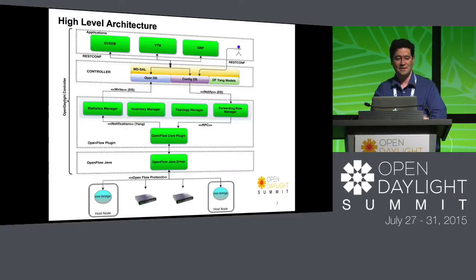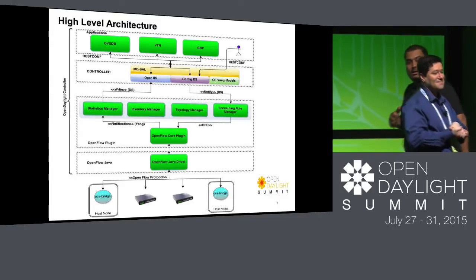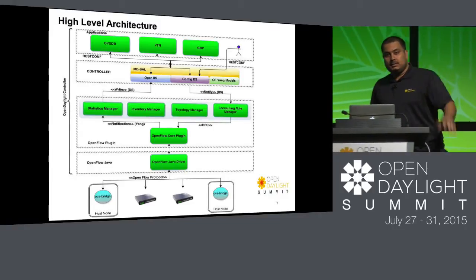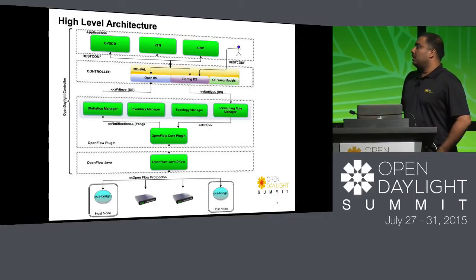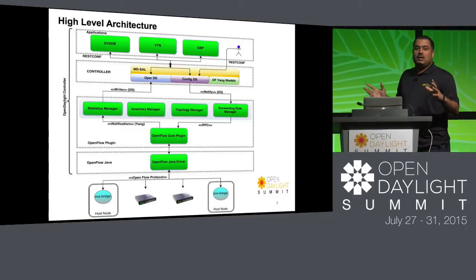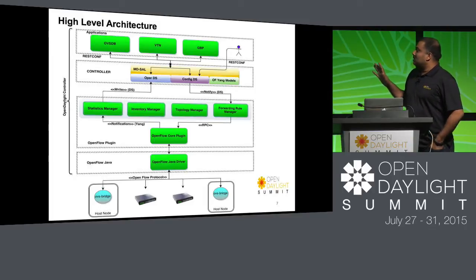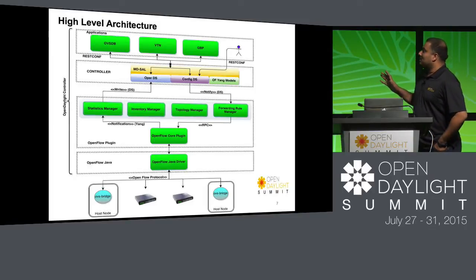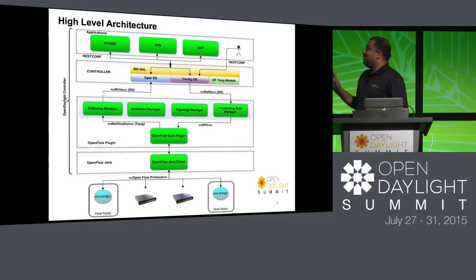I'll just hand over to Anil for the high-level architecture. Am I audible back there? Okay. So this is a high-level architecture of how OpenFlow plugin fits into the whole controller architecture. There are a lot of boxes and a lot of arrows, so let me try my best to explain it as simply as possible. So let's go by boxes first.